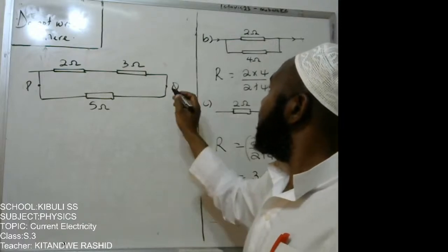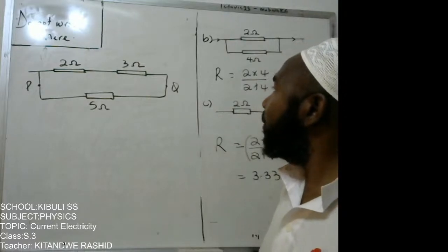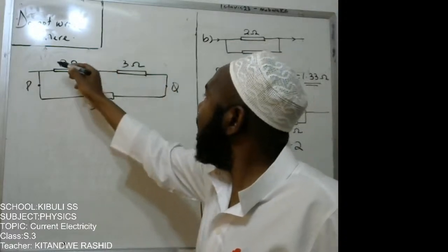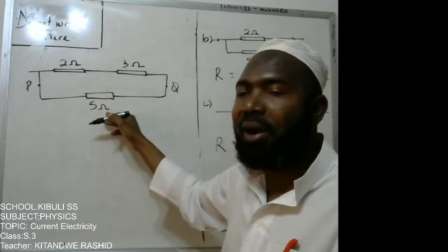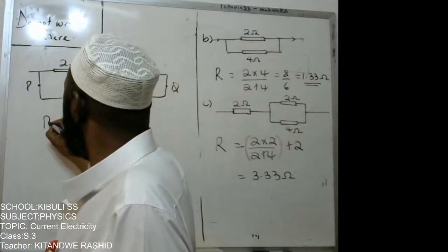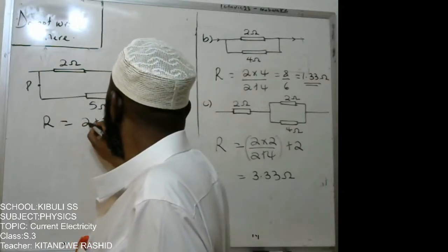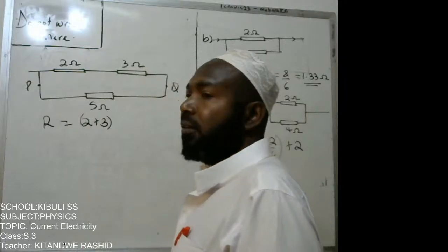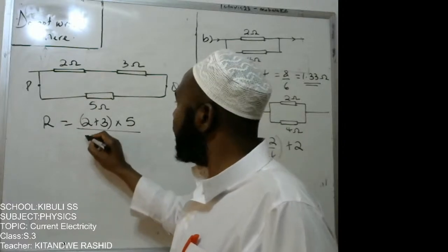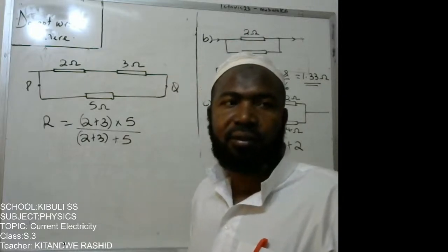So, the resistance between P and Q is actually the effective resistance in that combination. So what we are going to do, we get the one in series. The resultant of series is going to be in parallel with the other one. So for effective resistance, I'm going to use the shortcut method. I deal with series first, 2 plus 3, the product is times 5 over the sum, which is 2 plus 3 plus 5. Have you understood that one?